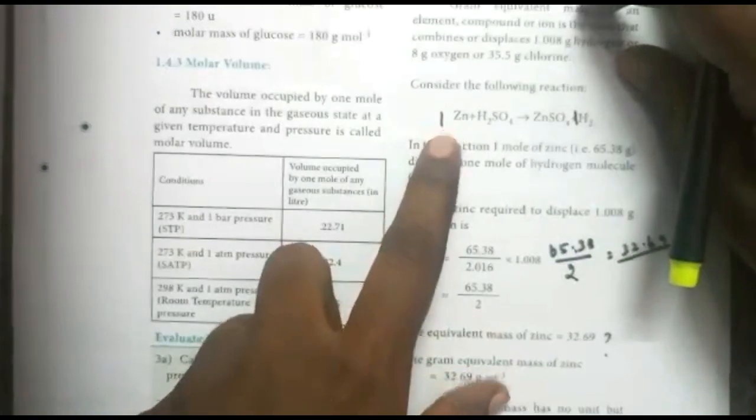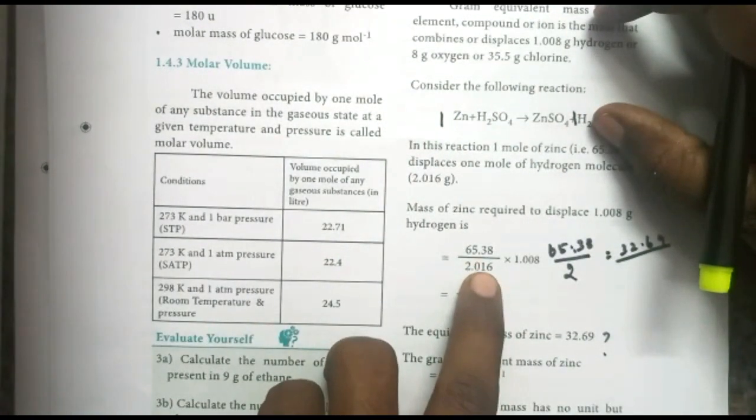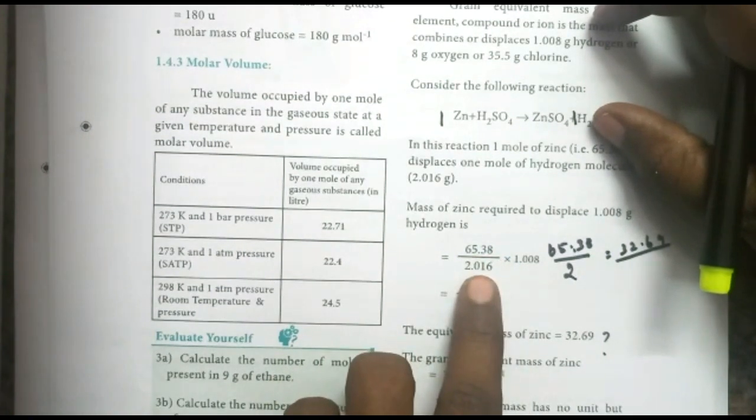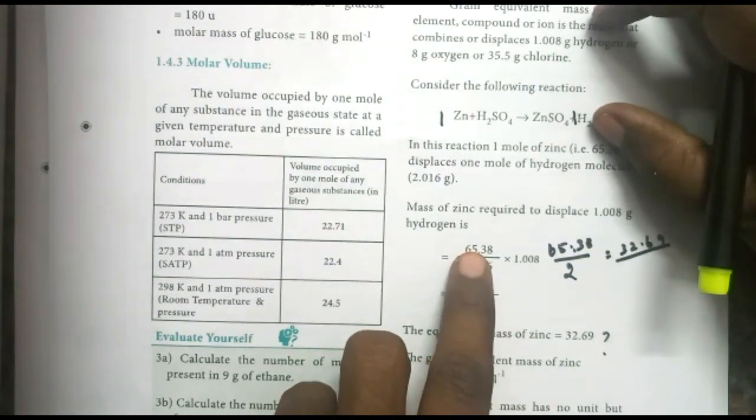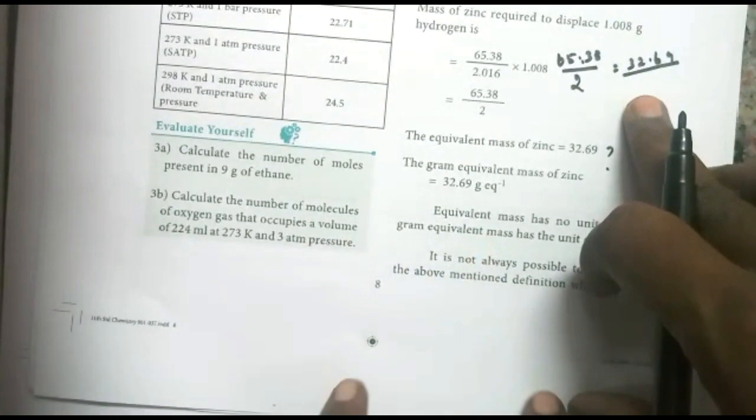Here, 1 mole of zinc displaces 1 mole of hydrogen. So 1 mole of hydrogen is displaced from the zinc. Here we are putting in the amount of hydrogen which is displaced from the amount of zinc. So we are getting the answer 32.69. It is the equivalent mass of zinc.